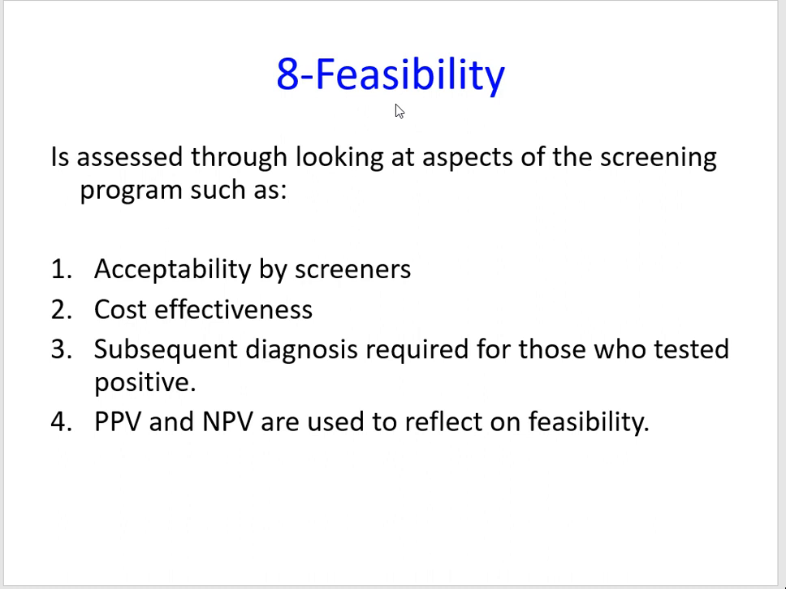So to figure out feasibility, you need to look at how acceptable the screening is for the targeted people. You look at the cost effectiveness of the screening to see if it actually makes sense to do it. We kind of addressed that when we talked about the cost. You also look at the subsequent diagnosis required for those who test positive, and you're going to look at the positive predicted value and the negative predicted value also for feasibility.